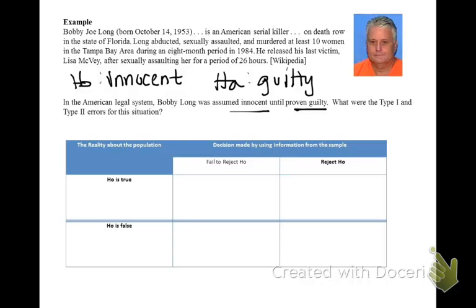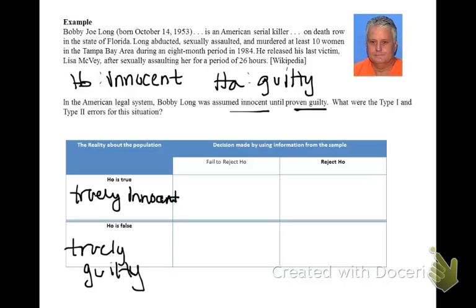If the null hypothesis is true, then Bobby Long would be truly innocent. And if the null hypothesis is false, then Bobby Long would be truly guilty. The decision made using information from the sample would be equivalent to the decision made by the jury. The jury could fail to reject the null hypothesis, meaning that the jury could find him innocent. Or the jury could reject the null hypothesis, meaning that the jury finds him guilty.